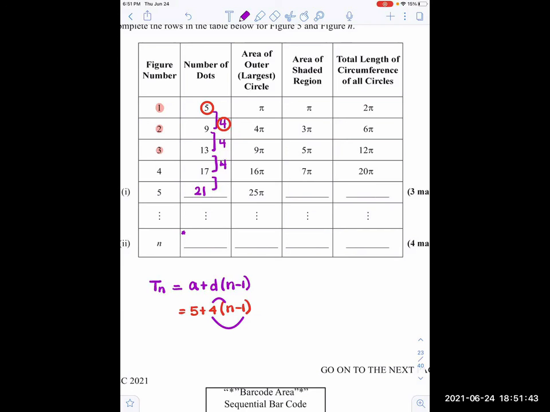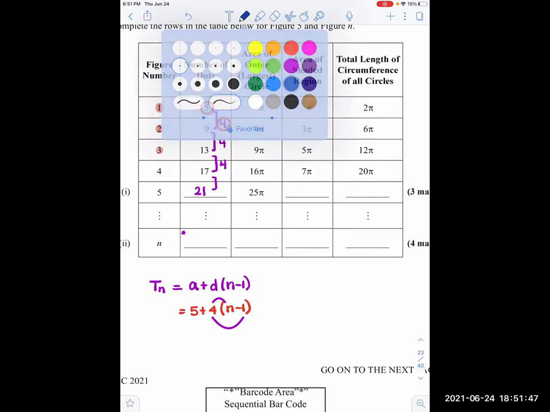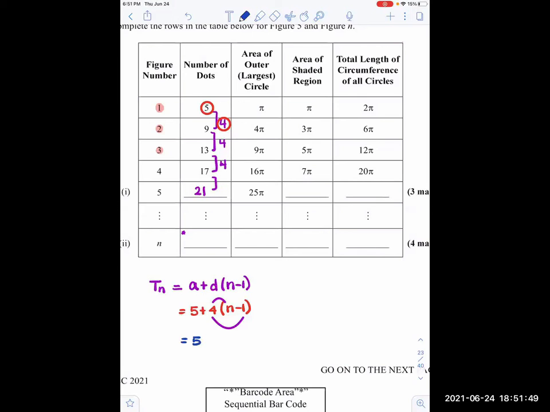You all ready? All right. So we have 5 plus 4n minus 4. So 4n plus 5 minus 4. I have 4n plus 1. Did anybody get that? Yes. Right.